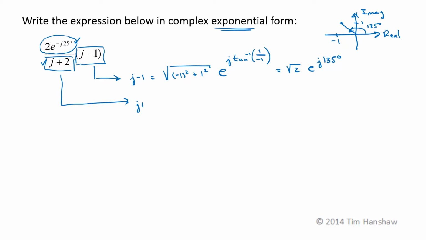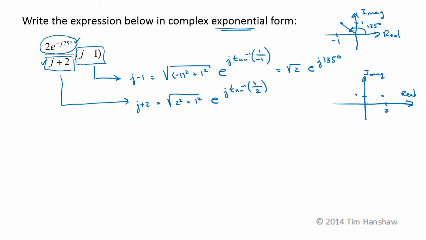Converting j + 2 to polar form, the magnitude is the square root of the real part squared, which is 2 squared, plus the imaginary part squared, which is 1 squared, e to the j inverse tangent of the imaginary part, which is 1, over the real part, which is 2. Checking the quadrant, the real part's 2, the imaginary part is 1. We're going to be in the first quadrant, and this is going to be 26.6 degrees. So this becomes square root of 5 e to the j 26.6 degrees.